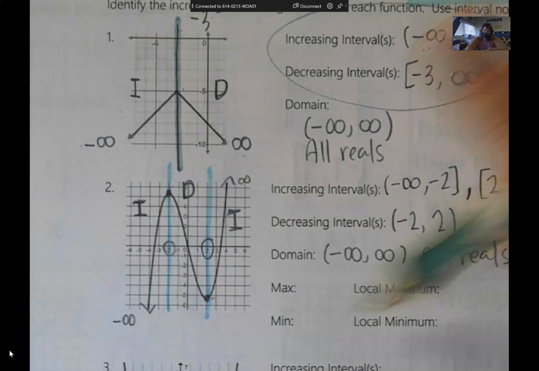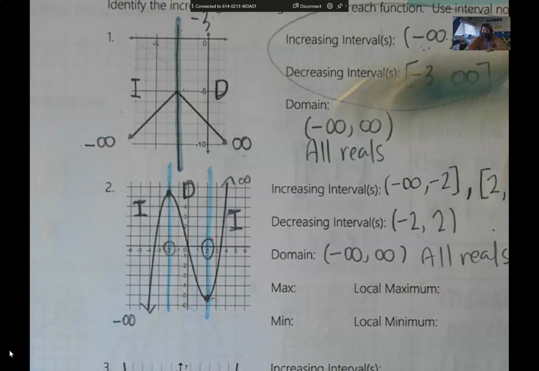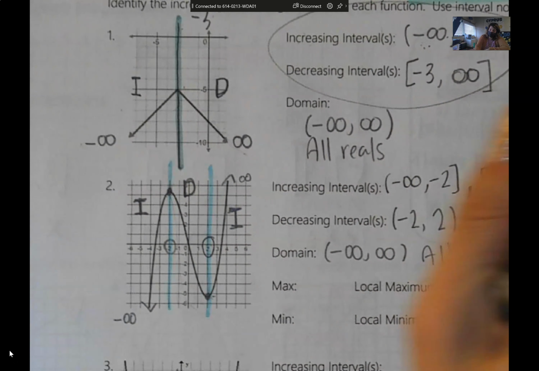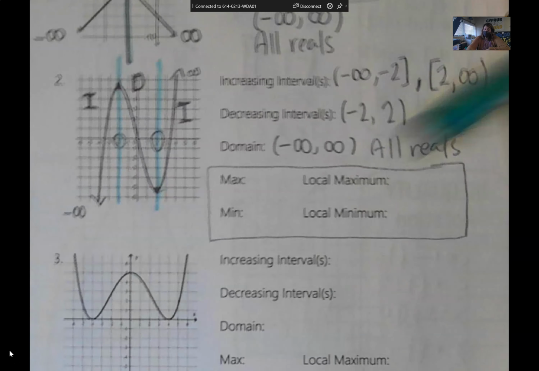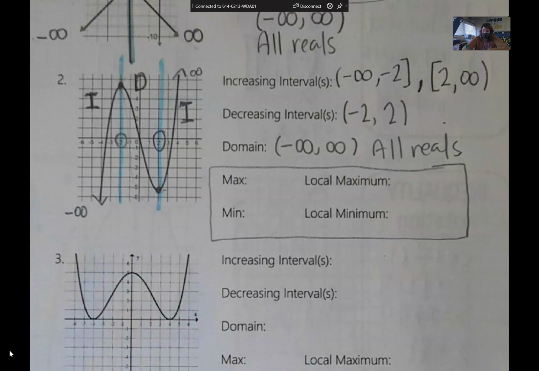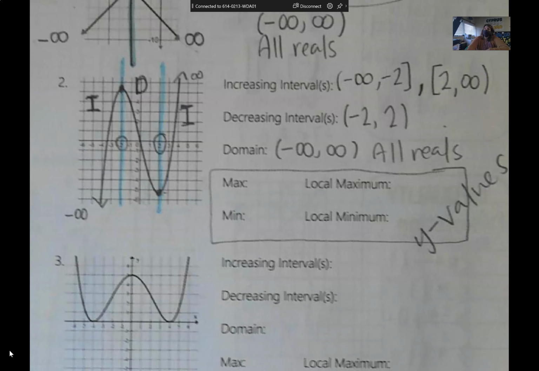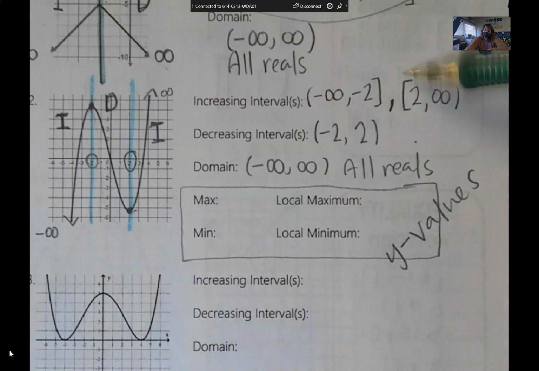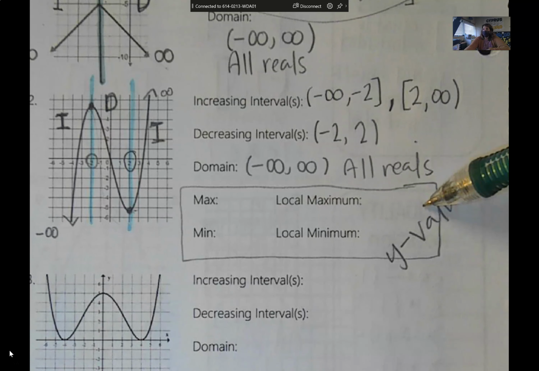Okay, have you guys ever heard of a local max and a local min? Does that sound familiar at all? Okay, you're going to want to note this somewhere. When they're asking about your maximum and your minimum, they are asking about the y values. So up here, these are all x values. In this particular section, they are asking you about y values.